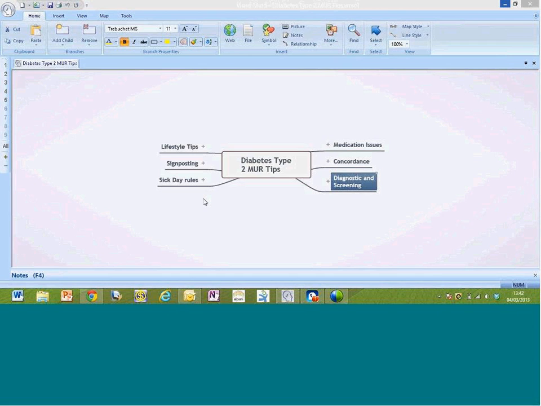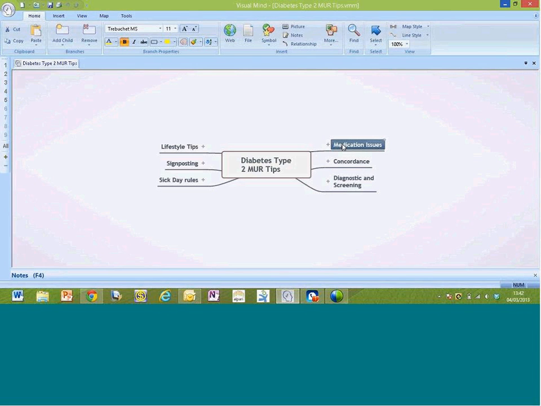The idea today is that I'm going to be going over diabetes type 2, specifically relating to MUR tips. There are 6 branches that I'm going to be concentrating on. First of all, the medication issue, which is one of the main reasons why you'd want to give an MUR to anybody really. We're going to be talking about concordance, diagnostic screening, some lifestyle tips, some places where you can post people to if necessary, and finally we're going to be going over something called the sick day rule.